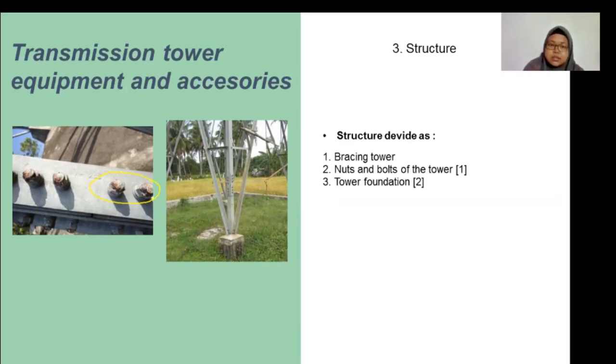And next is tower foundation. Tower foundation is reinforced concrete construction for binding the tower with the ground. Especially for a 150 kilovolt tension type tower, the tower foundation is designed to be stronger than for a suspension type tower.